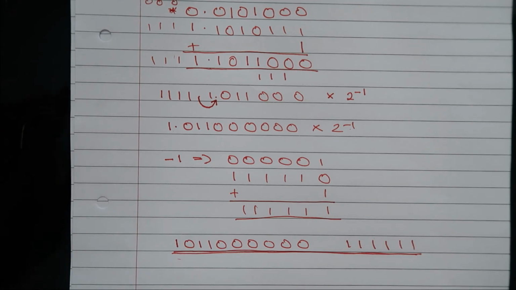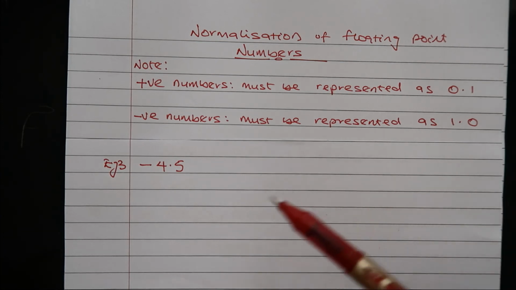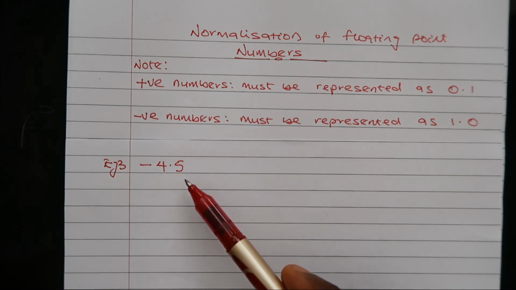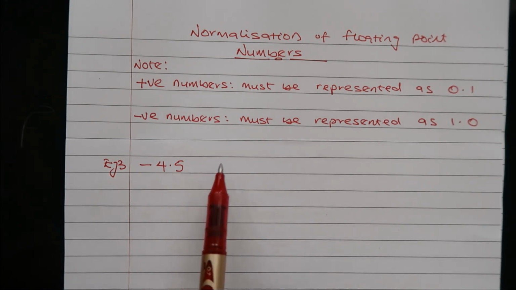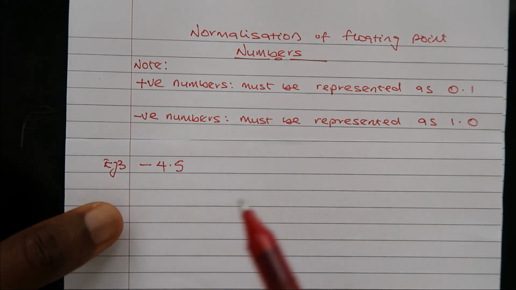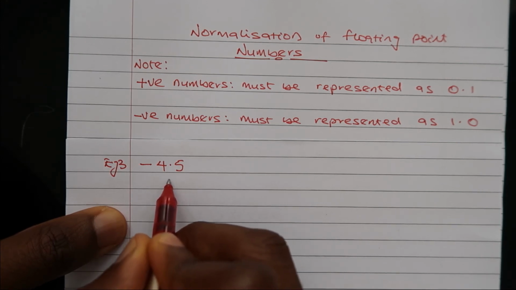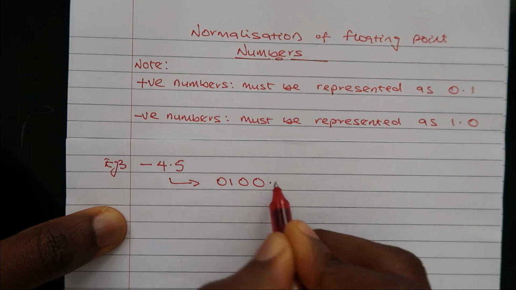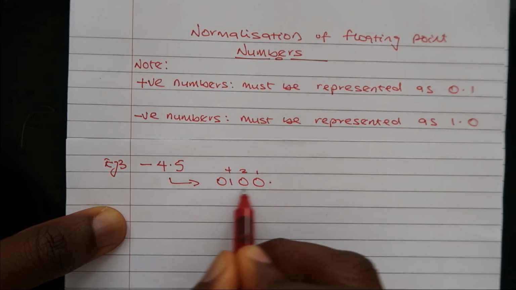positive value. Okay. In our third and final example, we're going to look at normalizing the floating point number minus 4.5. So the first thing you want to do is represent 4.5 in its binary form. So 4.5 in its binary form, I know the number 4 can be represented as 1, 0, 0, point. So remember our number sequence here, we have 1, 2, 4. So that's the binary representation.